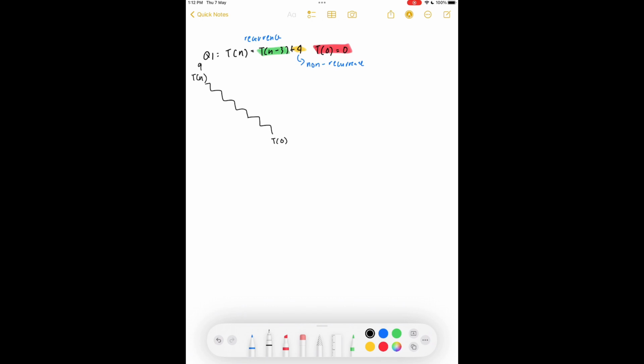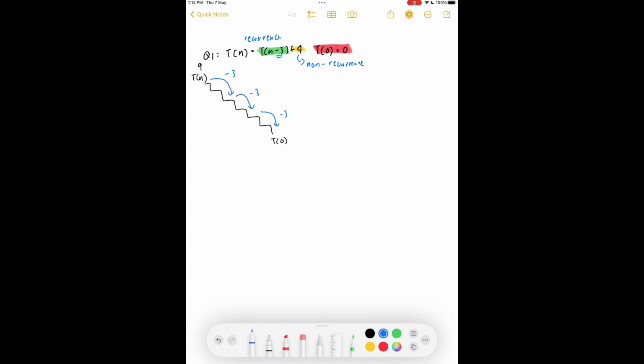Hear me out. So next, what is the Tn minus 3? This is the amount of steps we go down. Every round, I can go down 3 steps. So minus 3, minus 3, minus 3. Every round, I will go down 3 steps.